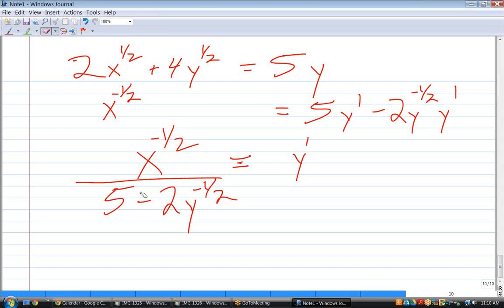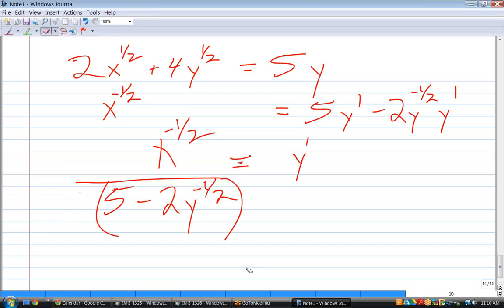If I didn't have this 5, it'd be relatively easy. And I can certainly move the x to the bottom and put a plus 1/2 on it. In other words, I could do this if I were so inclined. But moving the y to the numerator, not so easy, because the 5 doesn't go in the numerator. So I would just leave it with negative exponents. In fact, I'd have left it like this, I think.